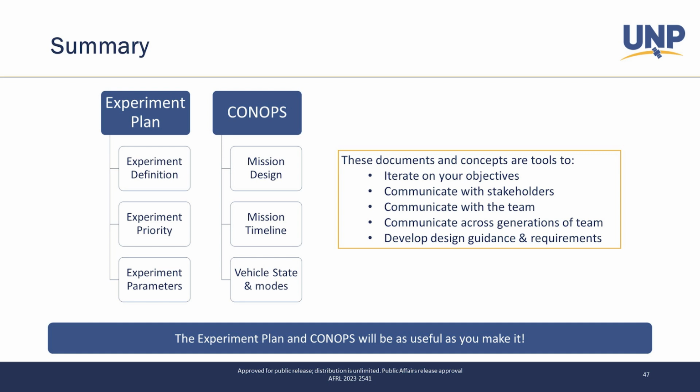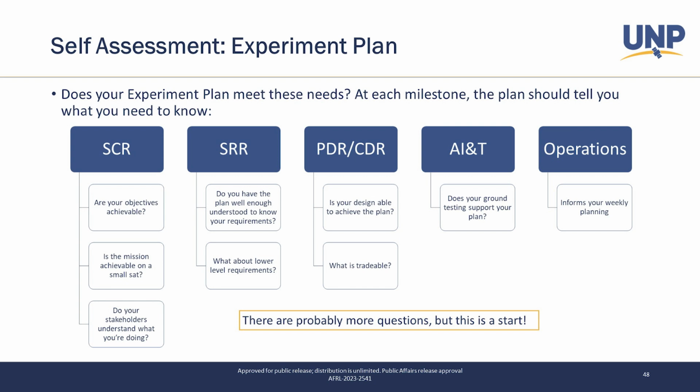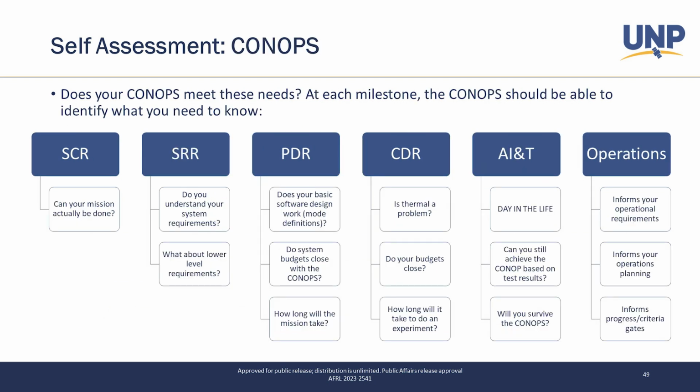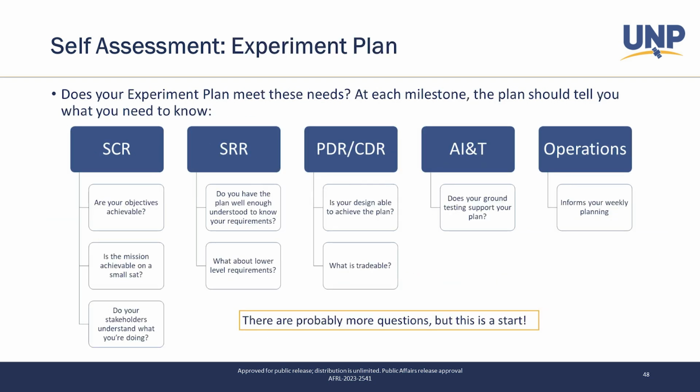The last two slides I have are what I'm calling self-assessments, but really what I tried to map out, I'll flip back to this for you, is at what stages of the program do these help me and how? The way that you use the experiment plan now at SCR is going to be very different from how you use it at PDR, which is going to be very different than how you use it at operations. So it's important to do a self-check. These questions are all encompassing, but the real question is: is this document useful to you? And if it's not, what information is it missing?